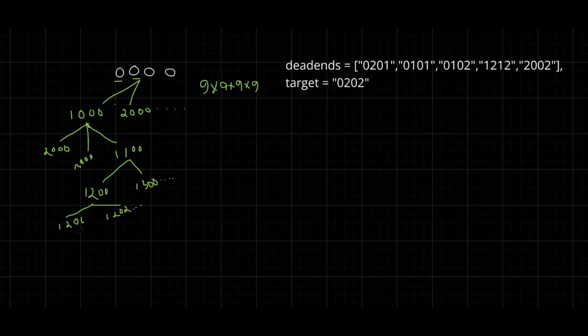Suppose for this 1 2 0 1, we can make it 1 2 0 2. Sorry, there is a mistake. This 1 2 0 2 will not be able to make because we have to change 2 digits 0 to 2. So here it will become 1 2 0 9 because if we rotate 0 to 9 we will get it. Now from 1 2 0 1 we can get 1 2 0 2, and from 1 2 0 2 we can get 0 2 0 2.